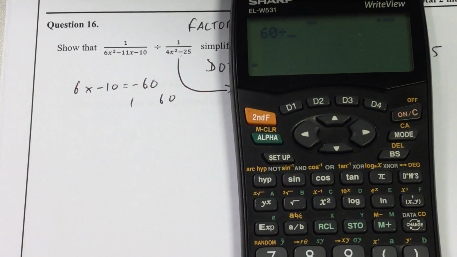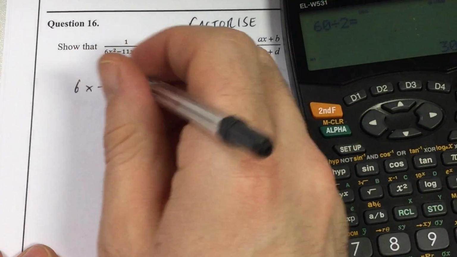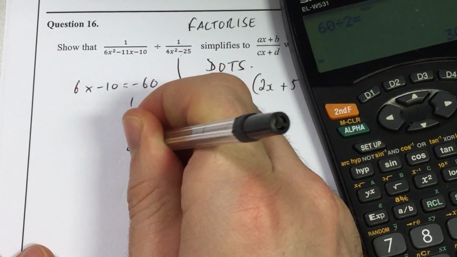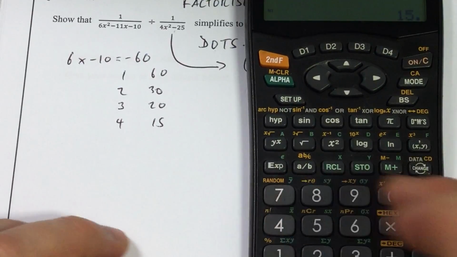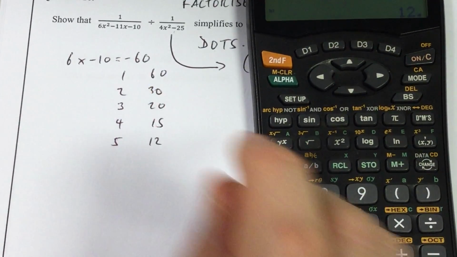So just do 60 divided by 1, which obviously works, is 60. Then 60 divided by 2, so it's 30. So we've got 2 and 30. Some of you will know these, so I'm going to write them out. But what you do is just keep dividing lots. So 60 divided by 4, 60 divided by 5, and it'll give you your factor pairs without you having to stress over it.